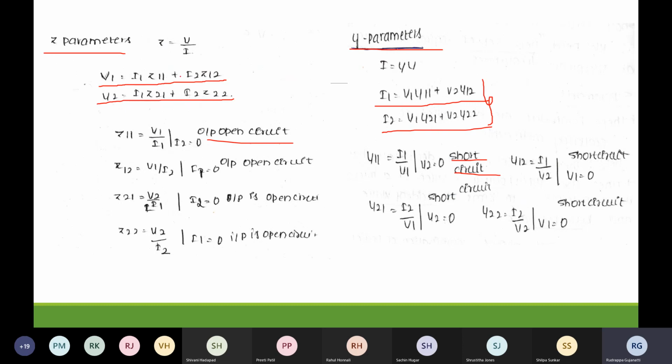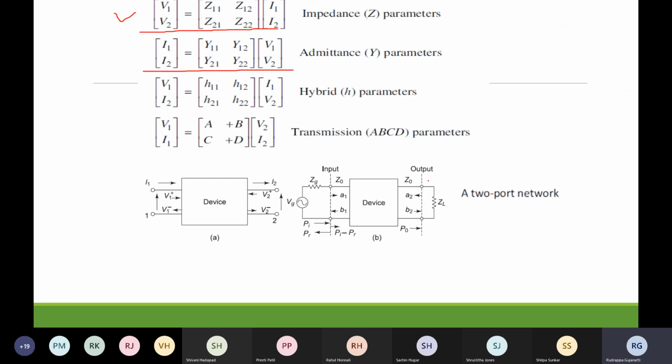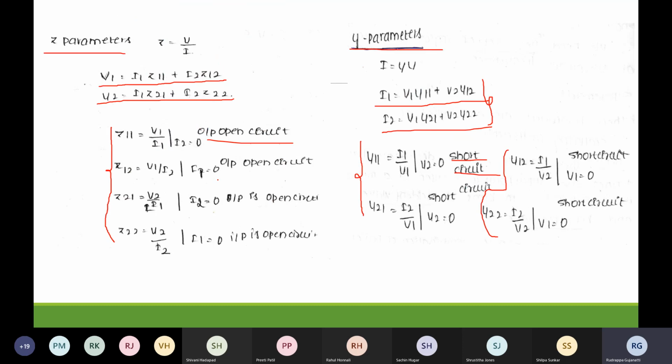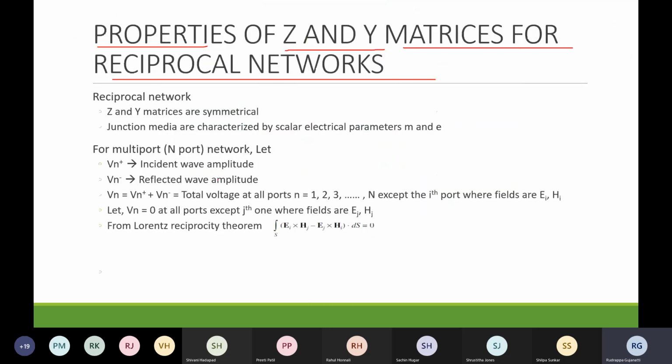So in these cases, Z11, Z12, Z21 and Z22 are the impedance parameters, and Y11, Y12, Y21 and Y22 are the admittance parameters. These are associated with a two-port network in which we are considering input voltage and output voltage, which are V1 and V2 respectively, and we have input current and output current, which are I1 and I2 respectively. So the input and output voltages and the currents are related by these parameters.